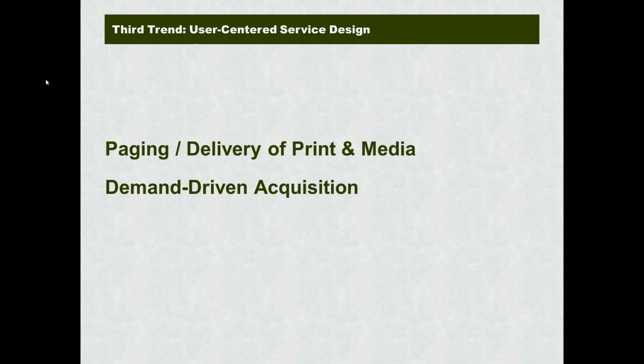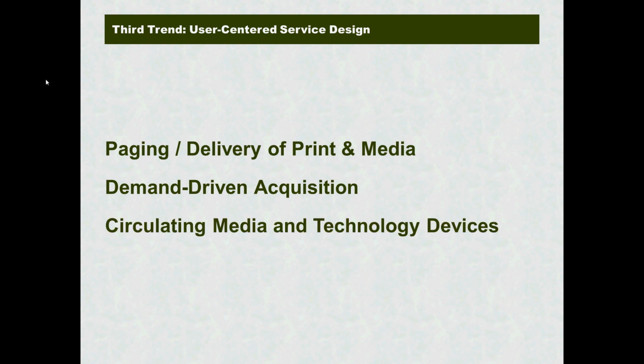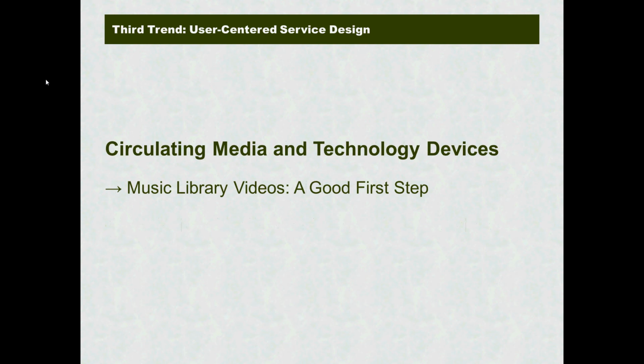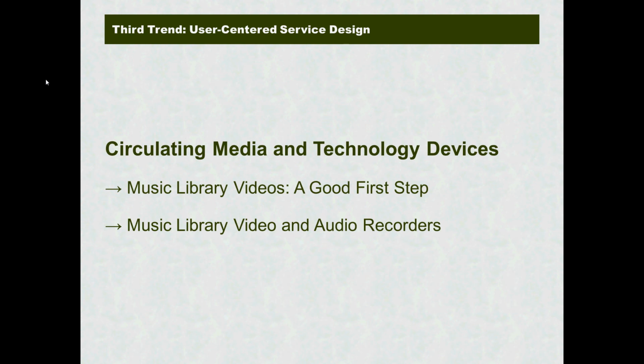Now, our music library has a significant collection of over 10,000 audio CDs, plus a smaller number of video recordings. While the main library circulates its much smaller collection of audio recordings and its much larger collection of videos, the music library has always held its recordings on permanent reserve. In 2013, the music library began circulating most of its video recordings. This was a good first step. The main library has also been circulating technology devices such as video recorders for several years. This past fall, the music library finally followed suit, and our video and audio recorders are very popular with patrons.